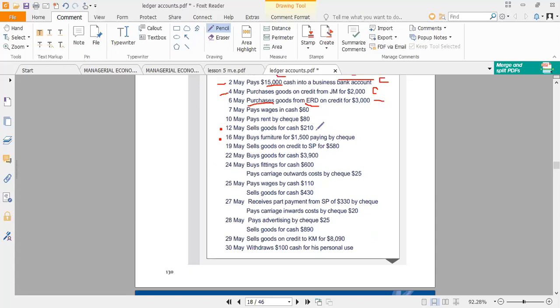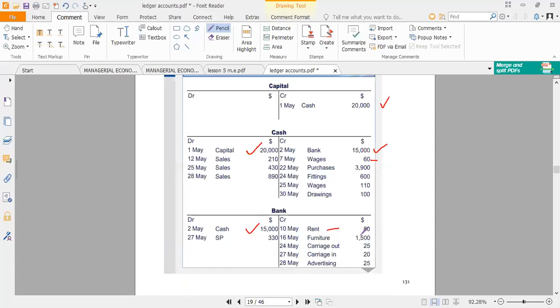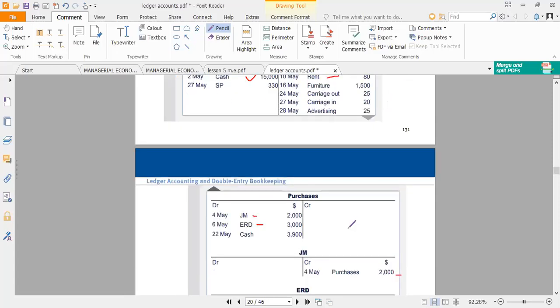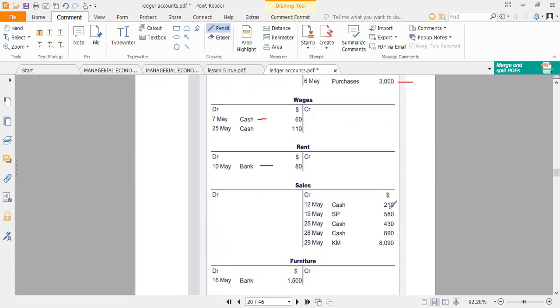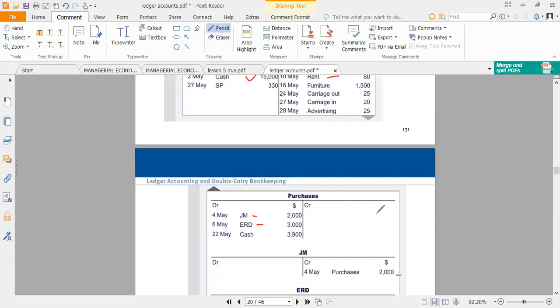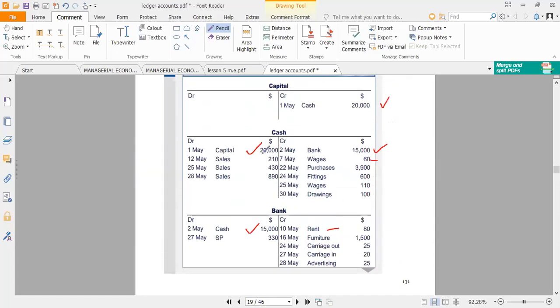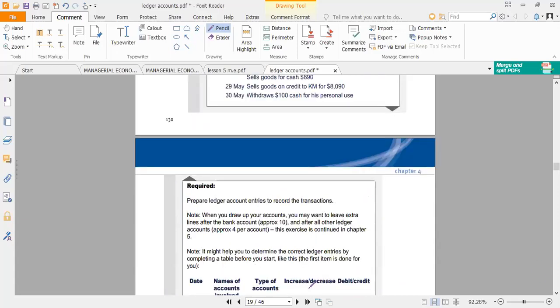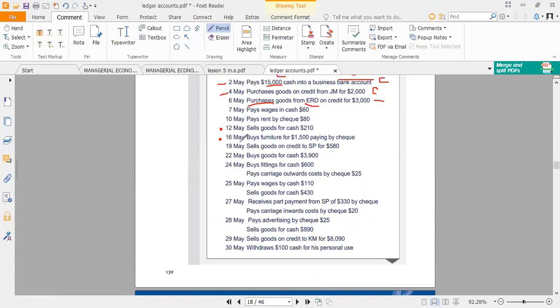All right, so let's verify. Sales, 210, good. And we open the cash account, 210. We already have a cash account. Sales, 210, correct. That is on May 12. Now May 16.